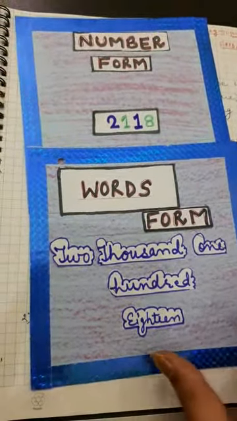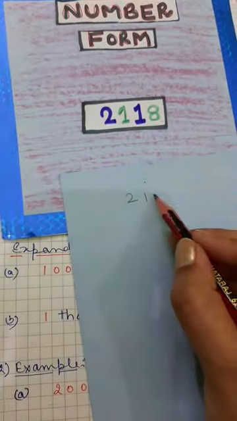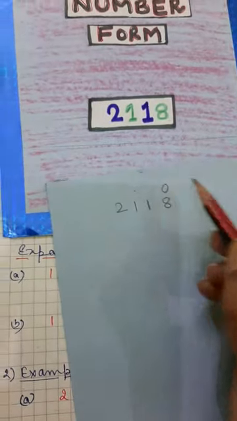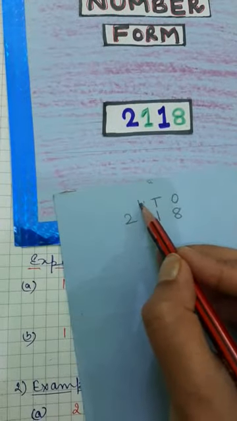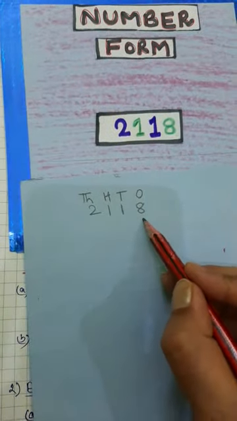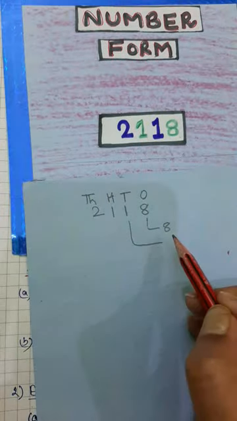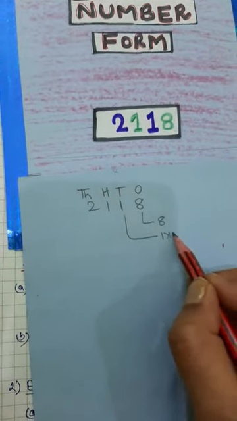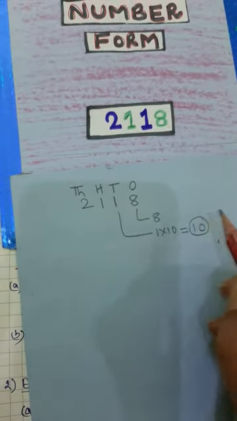Now, how are we going to write the expanded form of this number? See, our digits are 2, 1, 1, 8. 8 is at ones place, 1 is at tens place, this one is at hundred place, and this is at thousand place. So place value of 8 is 8 because this is at ones place. Of tens is 1 into 10, that is 10.